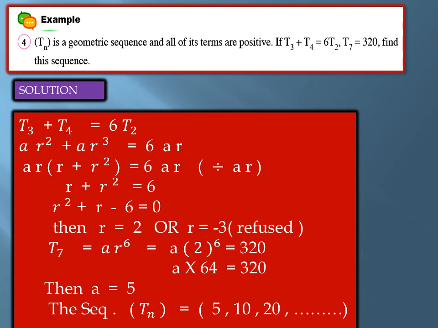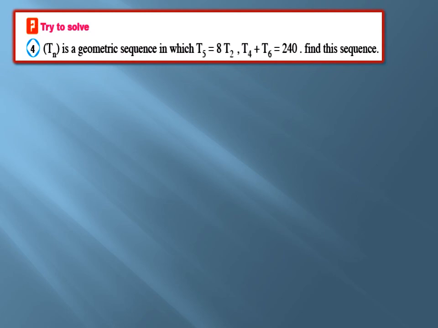Then the sequence: the first term is 5, times 2 equals 10. Then the second term equals 10 times 2, equals 20. The third term equals 20, and so on. Then Tn equals 5, 10, 20, and so on. Now try to solve: Tn is a geometric sequence in which T5 equals 82 and T4 plus T6 equals 240. Find this sequence. Try to solve.